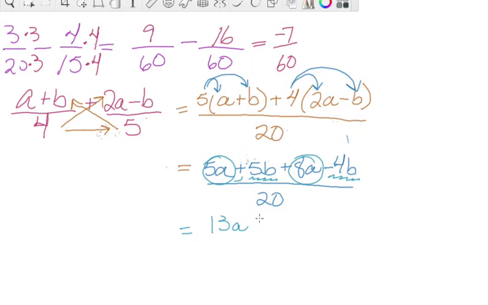is b. So if you have 5 bananas, but only 4 bananas, you are left with 1 banana, right? Plus 1b. And for the sake of being a lazy mathematician, I'm just going to write b because it's understood that 1 is already there, okay? And this is all over 20, okay? And that is how you simplify number 1, okay?